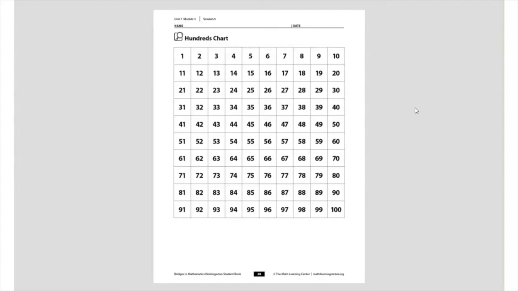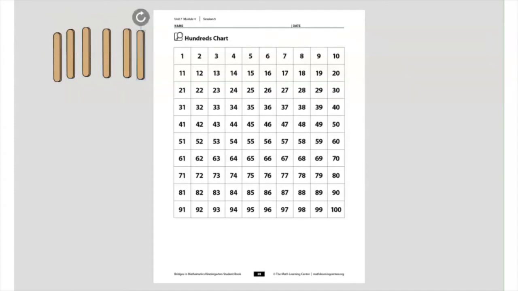Today we're going to learn about bundles of 10. And we're going to be using our 100s chart to help us count with bundles of 10. So let's talk about using popsicle sticks to count our 10s. So let's make 10: 1, 2, 3, 4, 5, 6, 7, 8, 9, and 10. So we can exchange that and make a bundle of 10. So we're going to actually do that and do a trade.